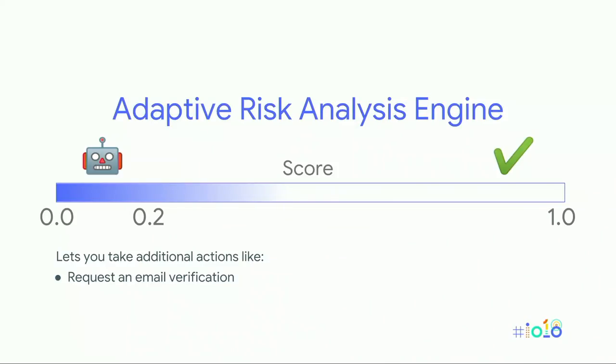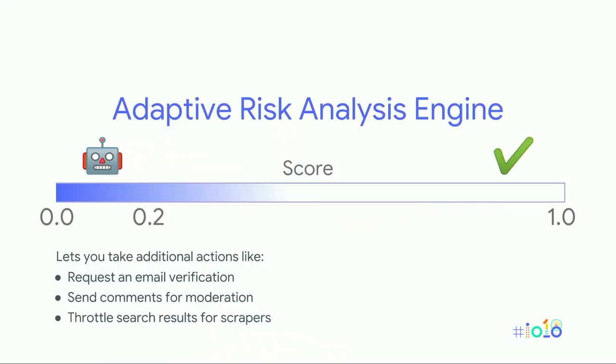In that case, for example, you can request an additional authentication factor, such as email verification. Or send an email to an admin to ask for moderation. Or throttle search requests from bots as a protection from scraping.